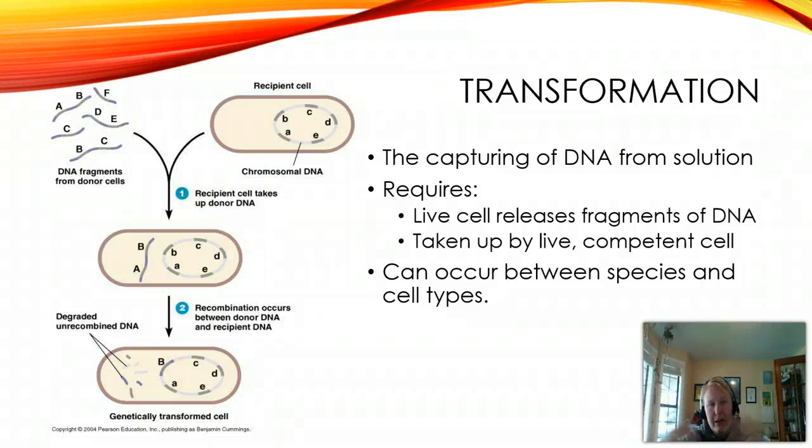So once the cell brings the DNA into the cell, it'll then use that to incorporate information into its own genome and use that to become a genetically transformed cell. So you can see some examples here. So remember, conjugation, they actually physically touch. Transformation, they don't. Conjugation, we use a plasmid. Transformation, we use DNA fragments. So just try to keep them straight.